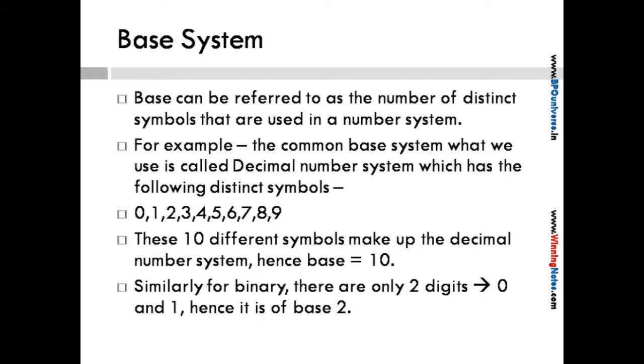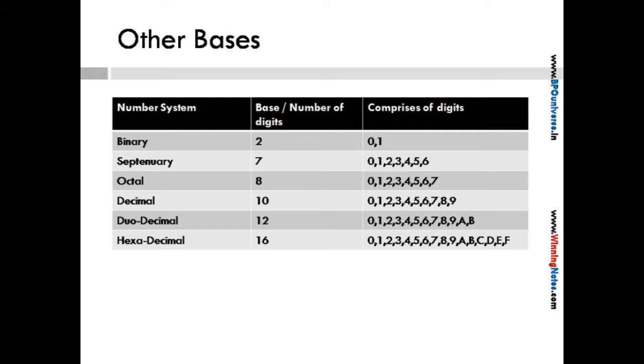Similarly, we can also say that this number system has got a base of 10. In the same manner, for the other kinds of number systems, say binary, we will have only 2 digits. Bi means 2, and hence the base for this number system will be 2. What are the various other kinds of bases? Now we can have binary, septenary, octal, decimal, duodecimal and hexadecimal. There can be some other kinds of number systems also, but these are the main number systems which are asked for in the examination.